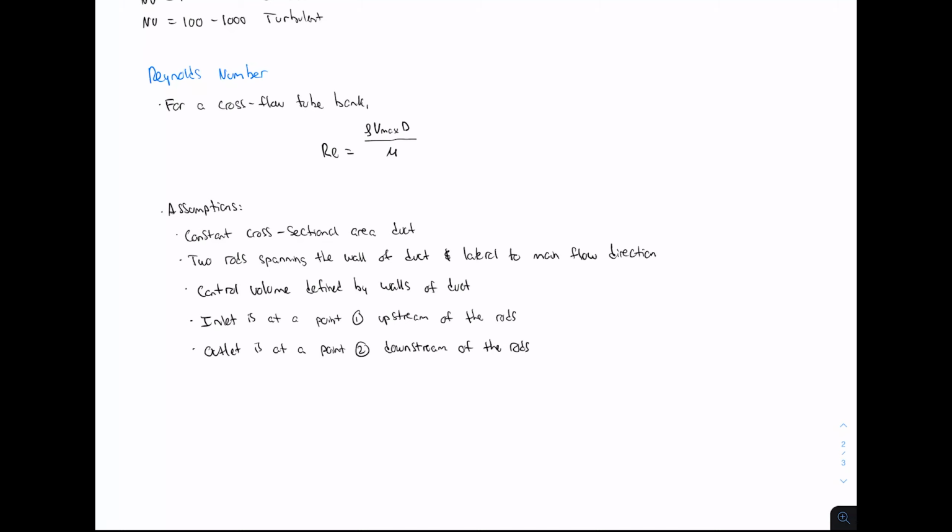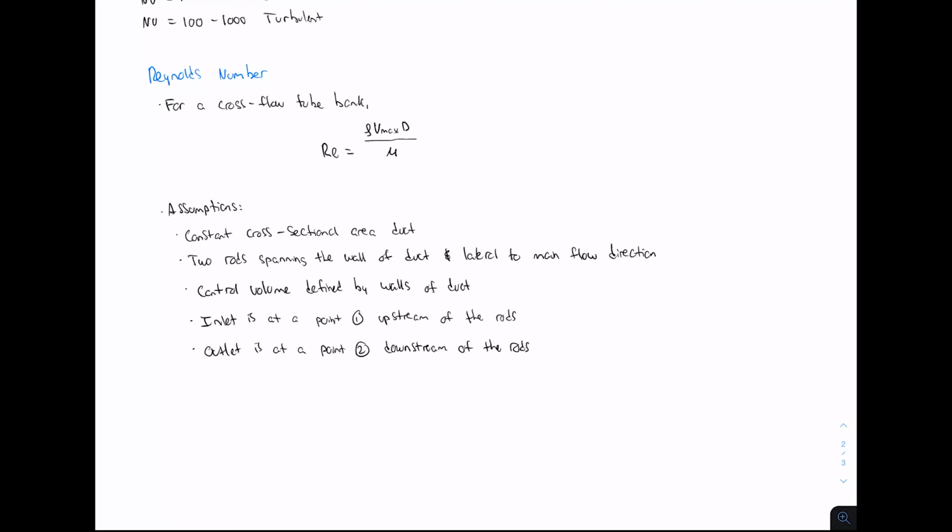Okay, so what I've written out here are some assumptions or physical parameters that we're going to have in the lab. So again, what we're going to do is solve for the maximum velocity here, and then plug that in to modify the Reynolds number that we have. So the first thing is we have a constant cross-sectional area duct. Then we're going to have two rods spanning the wall of the duct, lateral to the main flow direction. We're going to start off this procedure with two rods, and we're going to alter this to be N rods so it could be a little more general.